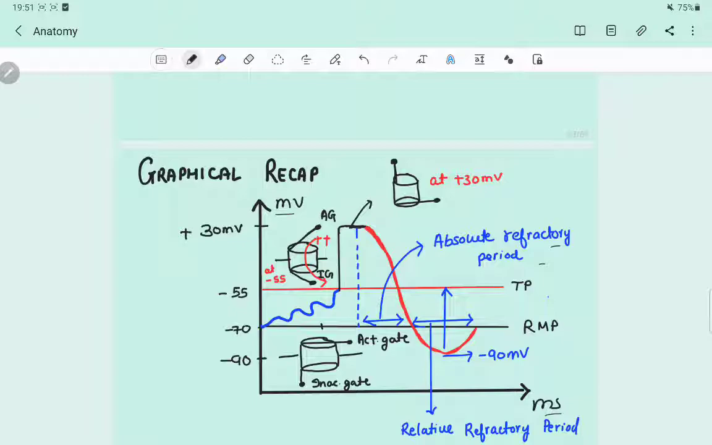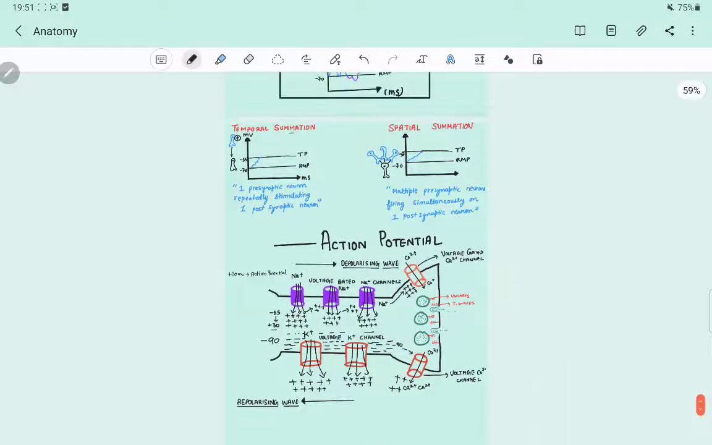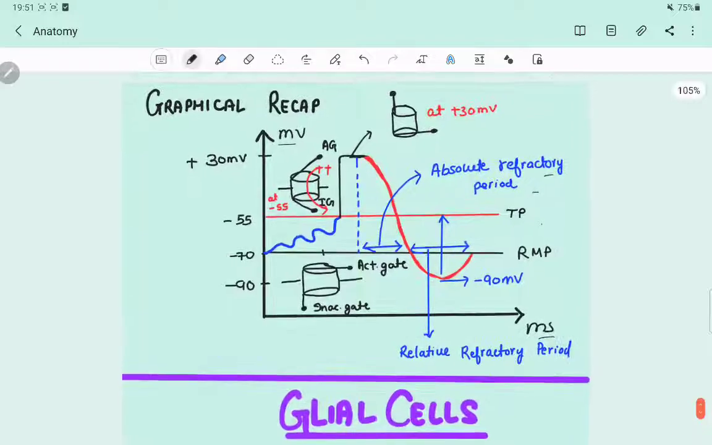All right. So this is the resting membrane potential, minus 70 millivolts, and due to the temporal summation and spatial summation which we have already seen, the resting membrane potential will eventually touch the threshold potential, which is minus 55 millivolts. In this situation, the voltage gated sodium channels are closed, and once the resting membrane potential touches the threshold potential, the voltage gated sodium ion channels start to open.